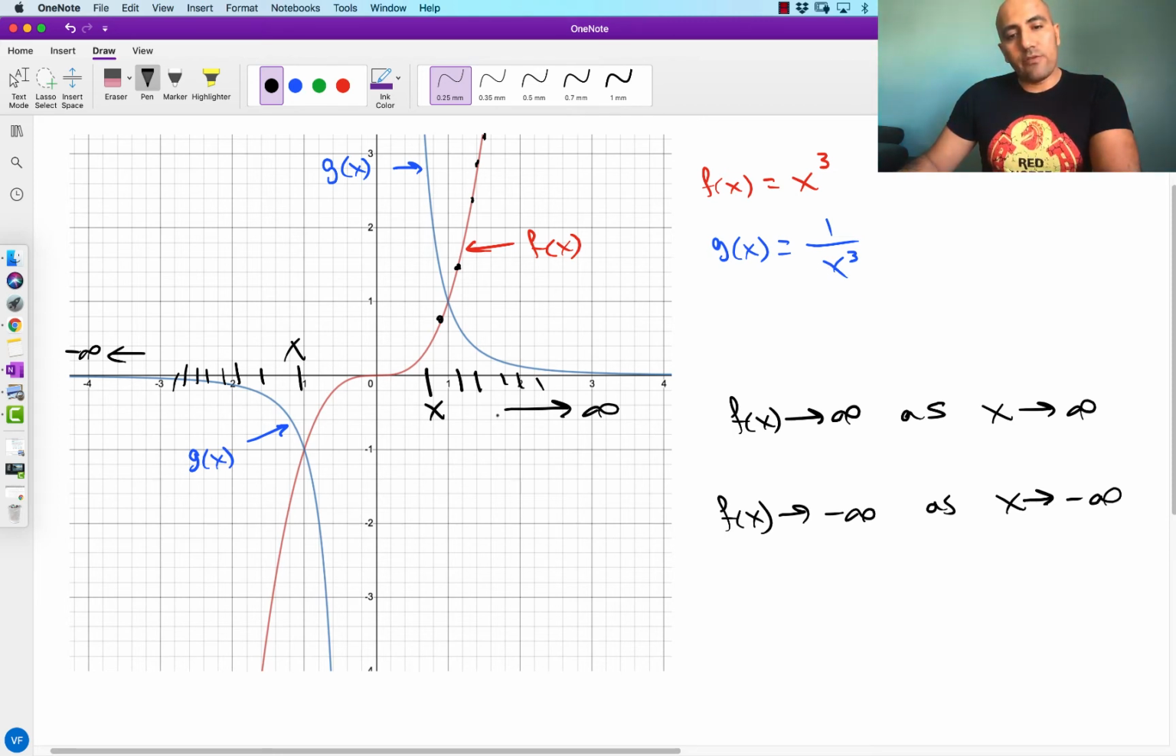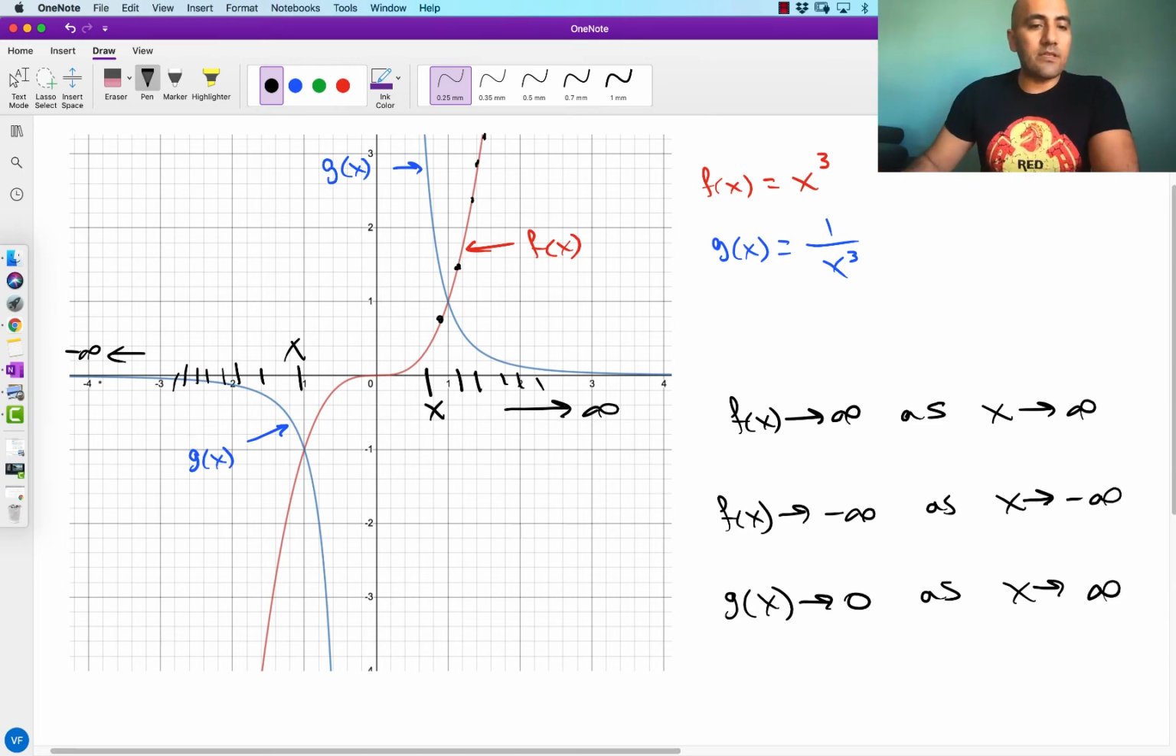On the other hand, look what happens with the blue one. As the input values grow toward infinity, as I put in larger and larger values, this will get closer and closer to 0. The outputs converge towards 0. They get infinitely close to 0. So I would express that by saying that g of x will go towards 0 as x grows toward infinity.